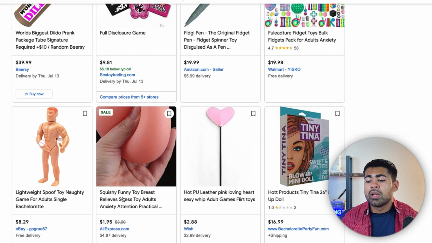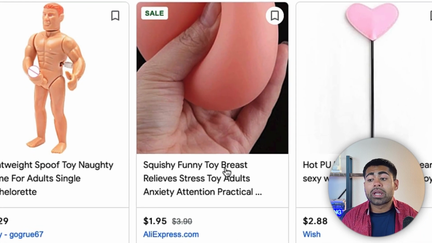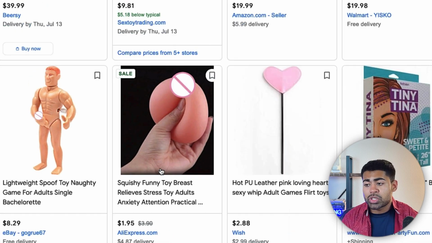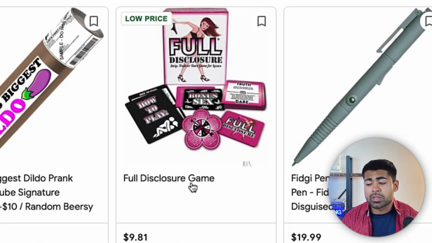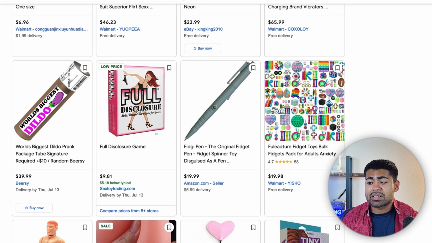So for example, this right here, it's a funny toy breast. It says toy, which is why this product is allowed. And this one, it's some kind of game, which is an adult game. They don't even mention anything that's involved in here.